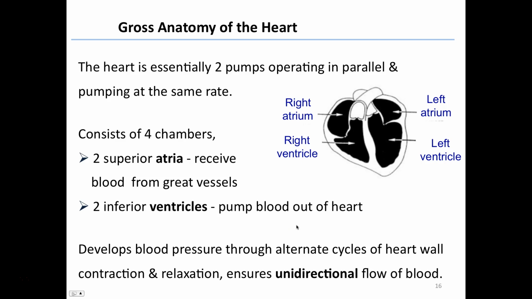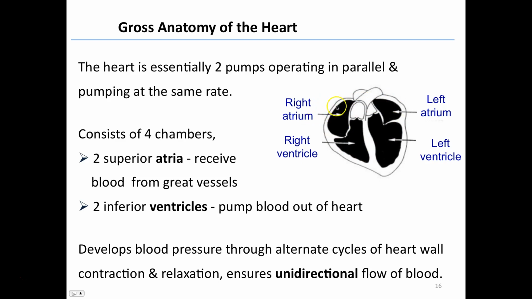This slide is an illustration and an introduction to the gross anatomy of the heart. And this serves to show you the names of the vessels or the particular chambers of the heart. So as we said before, the heart is essentially 2 pumps operating in parallel and pumping at the same rate. It consists of 4 chambers. So the 2 pumps would be the right side of the heart and the other being the left side of the heart. Each side of the heart is broken down into 2 chambers. So in total we have 4 chambers.